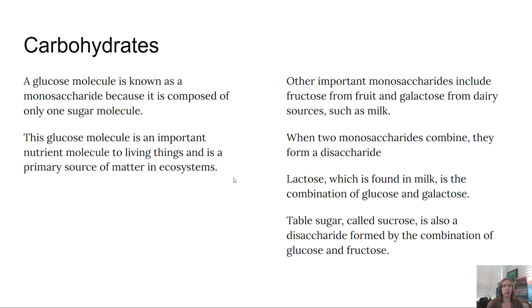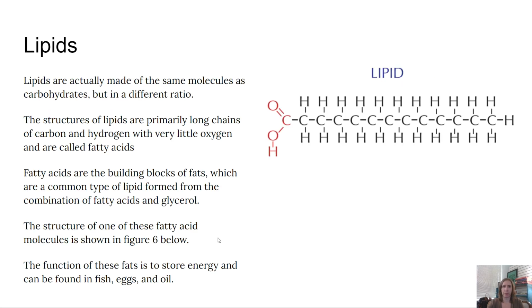A glucose molecule is known as a monosaccharide because it is composed of only one sugar molecule. This glucose molecule is an important nutrient molecule to living things and is a primary source of matter in ecosystems. Other important monosaccharides include fructose from fruit and galactose from dairy sources such as milk. When two monosaccharides combine, they form a disaccharide. Lactose, which is found in milk, is the combination of glucose and galactose. Table sugar, called sucrose, is also a disaccharide formed by the combination of glucose and fructose.